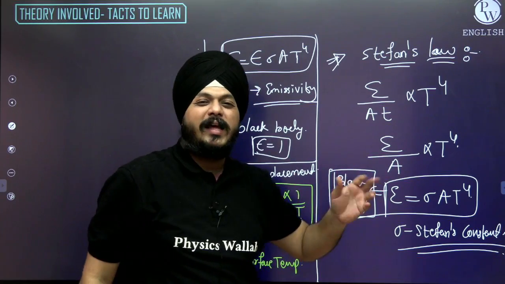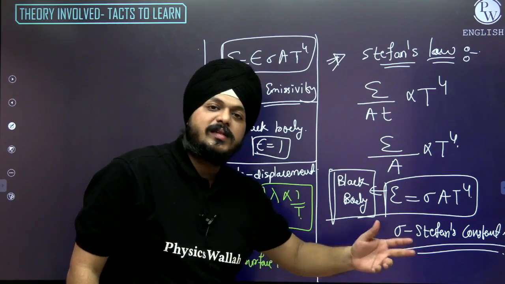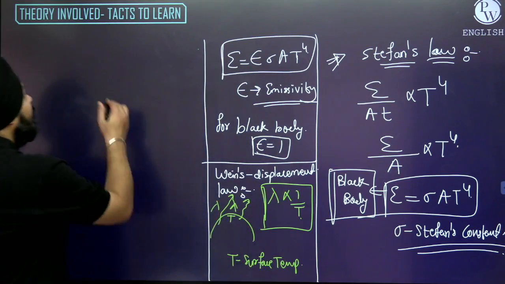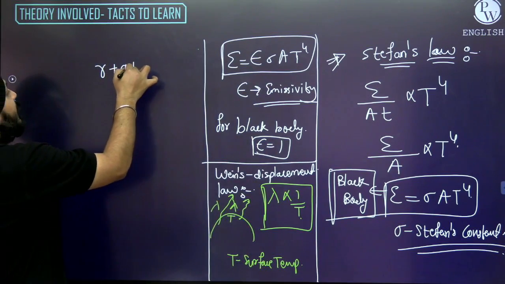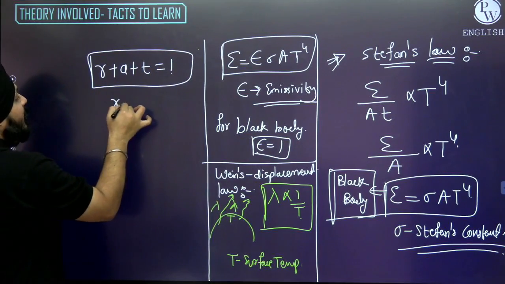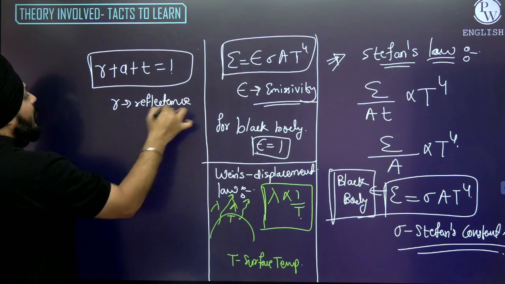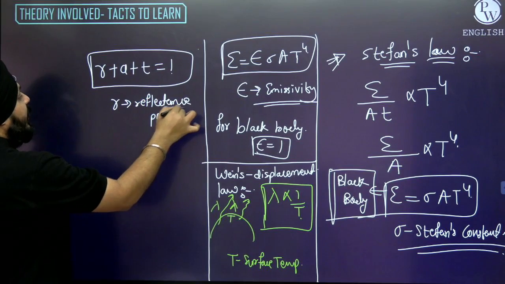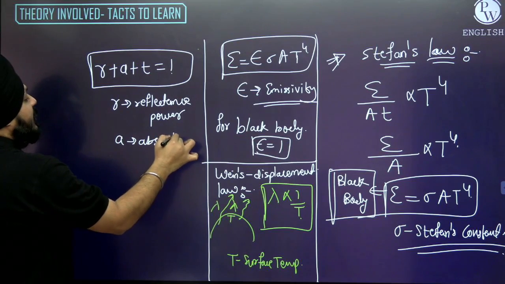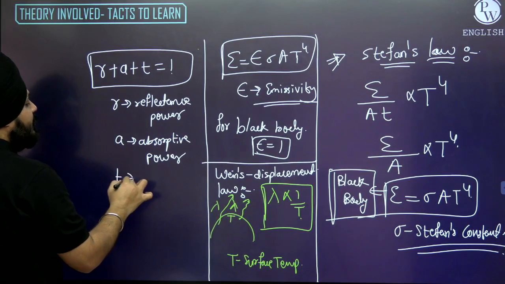Kirchhoff's law is there, spectral emissive power is there, emissive power is there, emissivity definition is there, reflective power is there, absorptive power is there. We also have another relation, R plus A plus T equal to 1, where R is the reflectance power, A is the absorptive power, and T is the transmittance power. Many things are there.